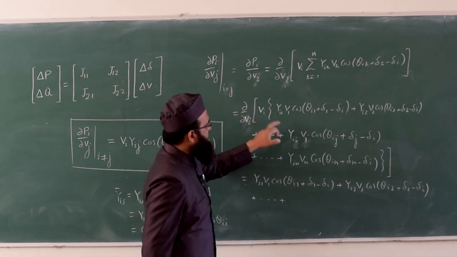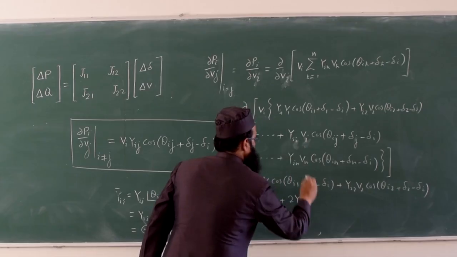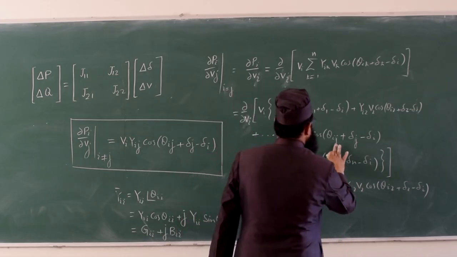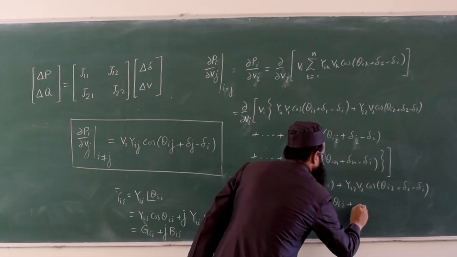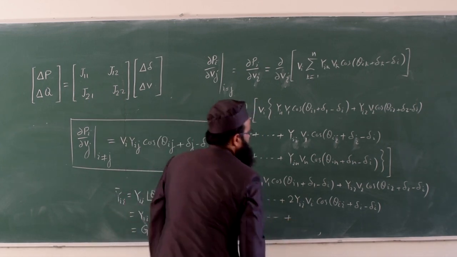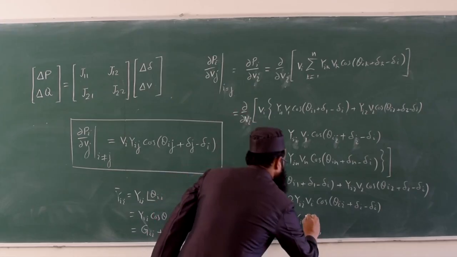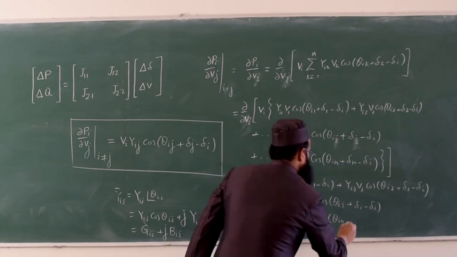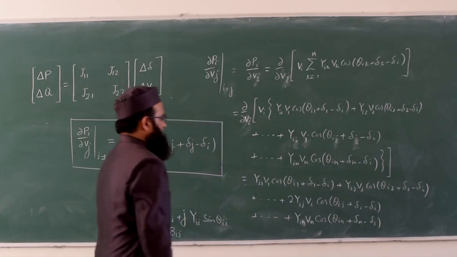For the ith term we have Vi and Vi, so Vi square, so that will be twice of Yii Vi cosine of theta ii, and subtract the same delta i minus delta i to avoid confusion, and plus so on, the nth term as it is: Yin Vn cosine of theta in plus delta n minus delta i. Fine. Take all terms together.